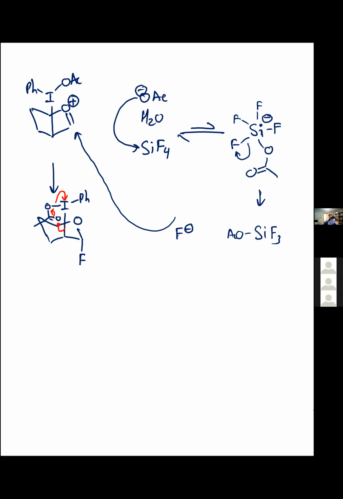So this first arrow here, I was stealing electrons from iodine. With this last arrow here, I'm putting the electrons back onto iodine. And if I follow what that gives me as a product, fluorine, acetate, plus phenyl iodide.